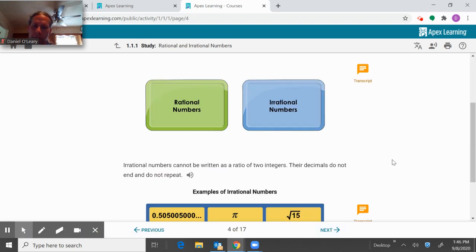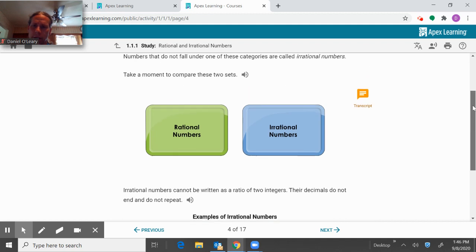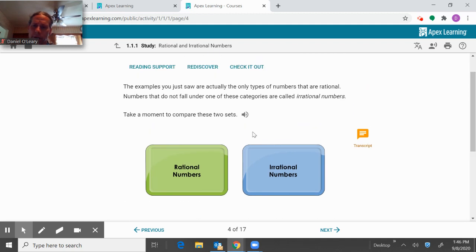All right, rational numbers and irrational numbers. So it says here, take a moment to compare these two sets. Rational numbers. And if you click, you see that it turns, and it gives you some information here. It gives you the algebraic form, a divided by b, but it also gives you an example using just regular numbers, 2/3 and 4.